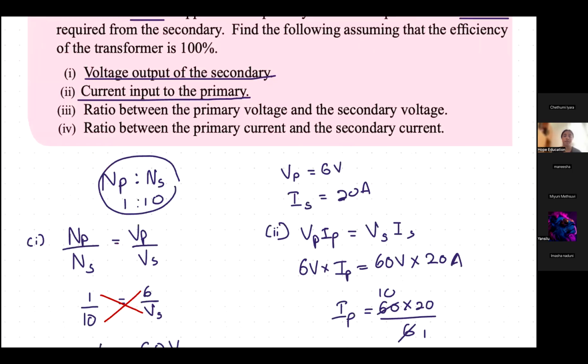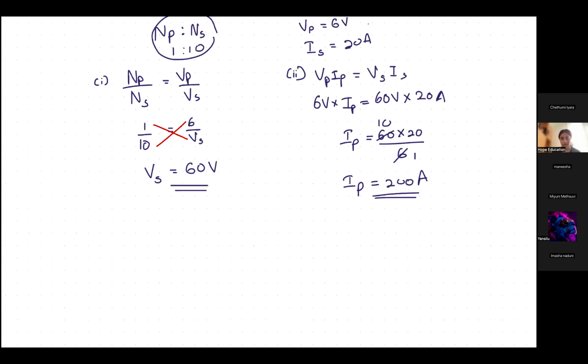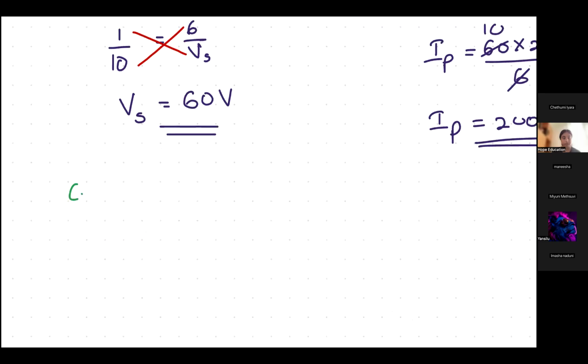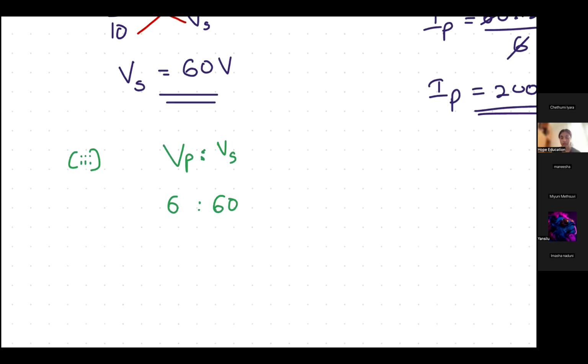Ratio between the primary voltage and the secondary voltage, that means VP to VS. VP is 6 volts, VS is 60. So when we divide by 6, that would be 1 is to 10. So yes, that answer is correct.